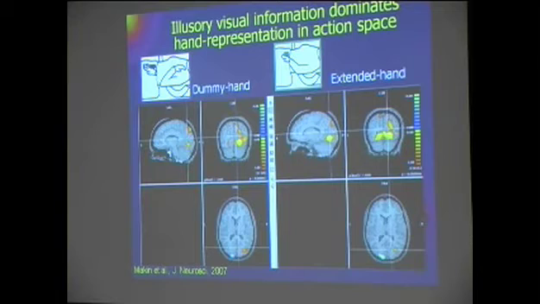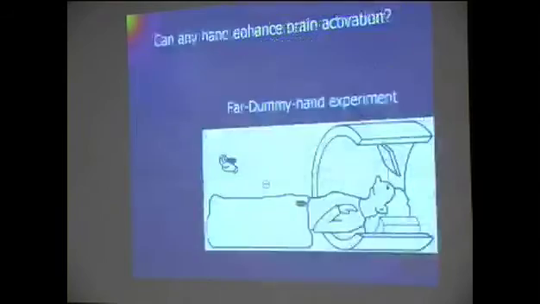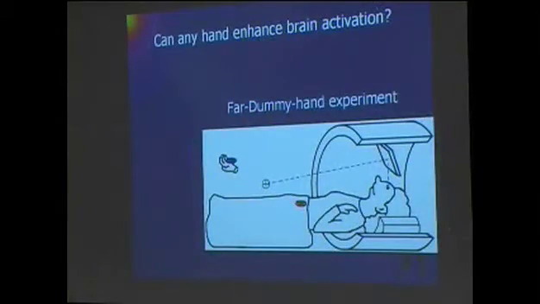So from this result, we can learn that visual information of the hand, even if it's illusory, even if it's not real, not reliable, would over-dominate our body representation. So is it any hand that we see that would make our brain explode with activation? To answer this, I repeated the same experiment, but now I place the dummy hand by the far target.